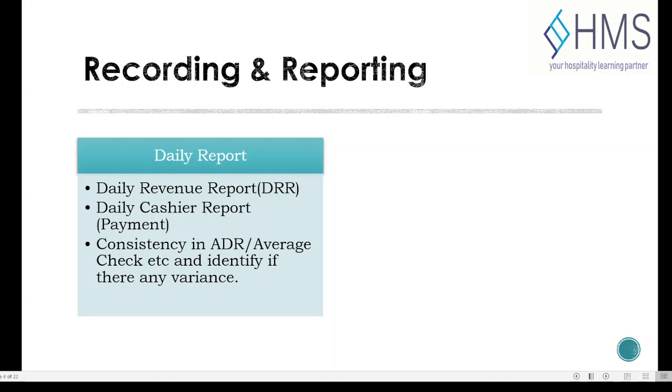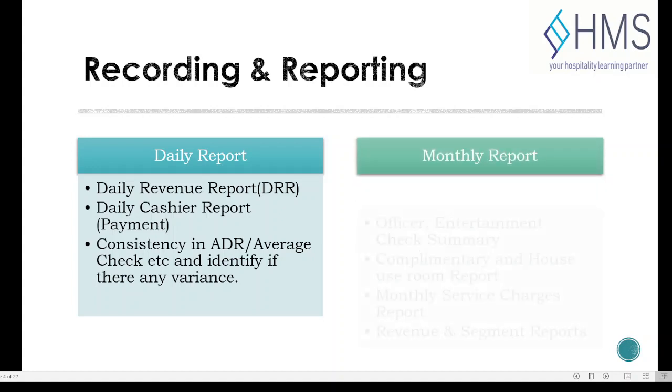segmentations are correct. So it may happen that, let's say, a government room can be mistakenly recorded by the front office into the corporate, where the ADRs are quite different. So if there is no booking on the corporate that day, revenue ADR is very low for the corporate, right? So when income audit looks at the report, they need to go back and check why the ADR is very low. So that's an important thing that the income audit department has to do on a daily basis.